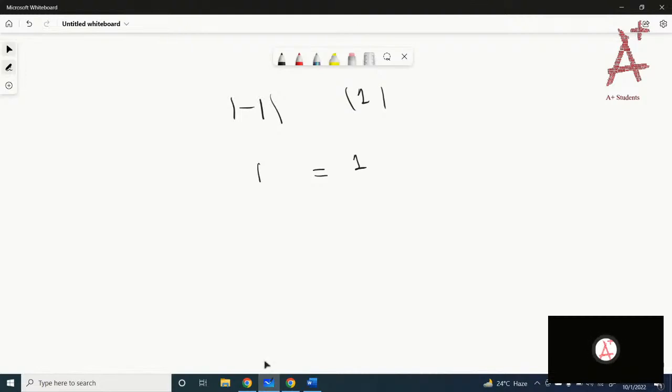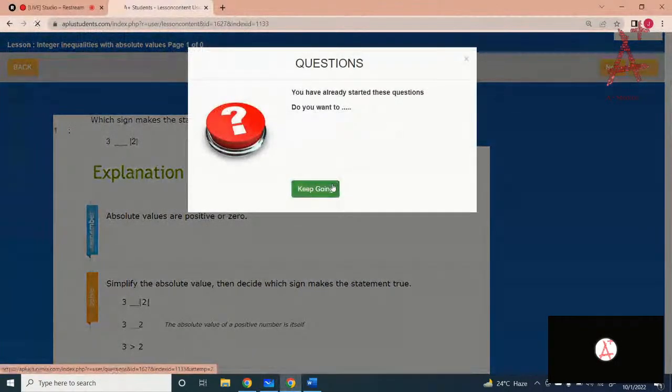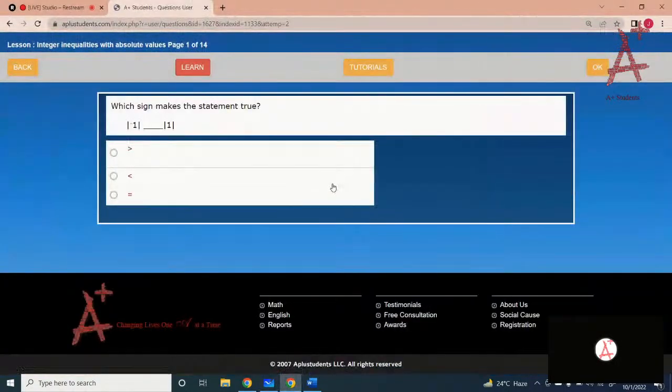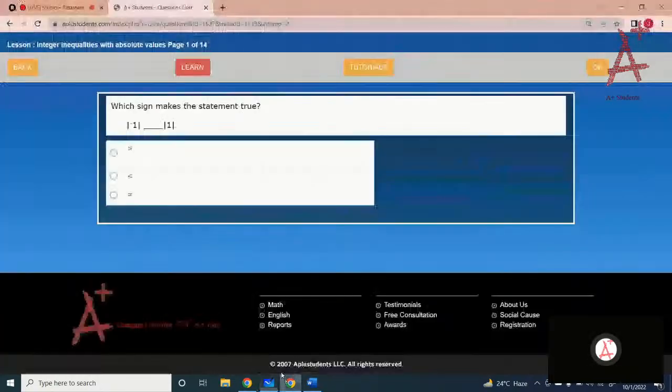Okay, on the top right corner you have a test button. Let's just click on the test button and start with the test questions. Okay, absolute value, you have to compare what sign makes the statement true. That's I think the one we just did on board. Absolute value of negative 1 and 1. So absolute values are always the positive numbers. So the absolute value of negative 1 is 1 and the absolute value of 1 is 1. So when you compare both the numbers, they are equal. Got it? So select the correct option and click on the OK button.